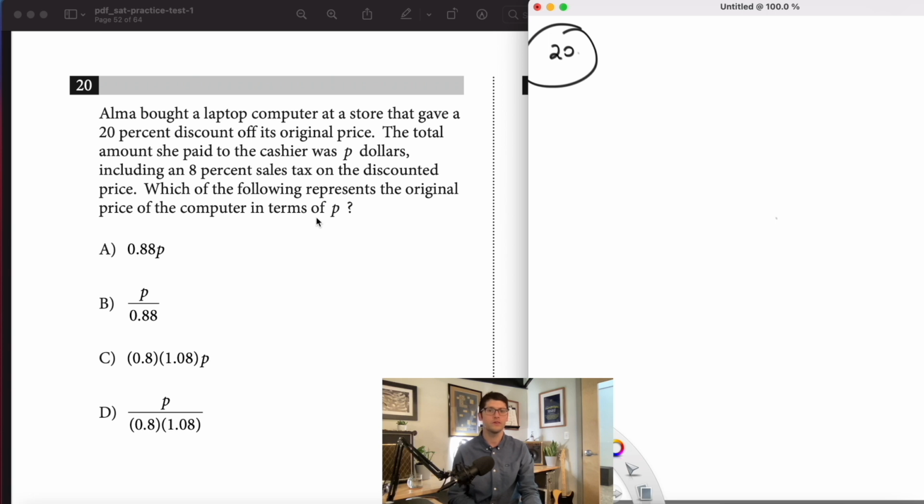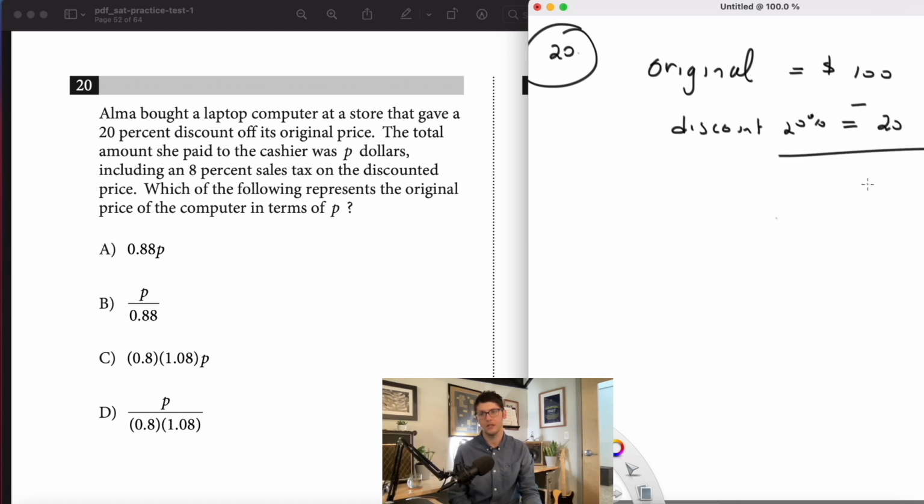So we can do one of two things. We can either pick a price for P or for the original. If you go back to the beginning, you'll see that she bought a laptop, 20% discount off the original price. The easiest thing I can think to do then is to make the original $100, because taking 20% of that's going to be really easy. So let's discount 20%.